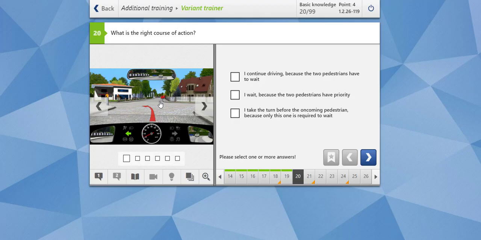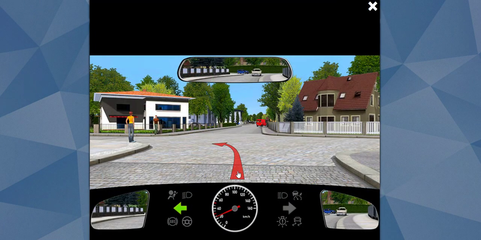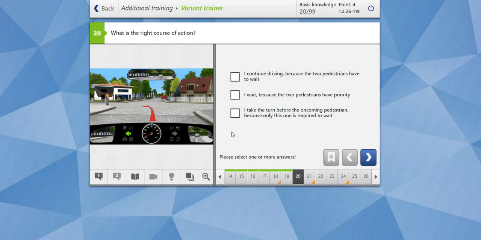What is the right course of action? Let's look at the figure. We want to turn towards the left, but what we are seeing, there are pedestrians who want to cross. Since we are turning, what is the right course of action here? That we should allow the pedestrians to cross. Only then we should proceed. Let's look at the options.